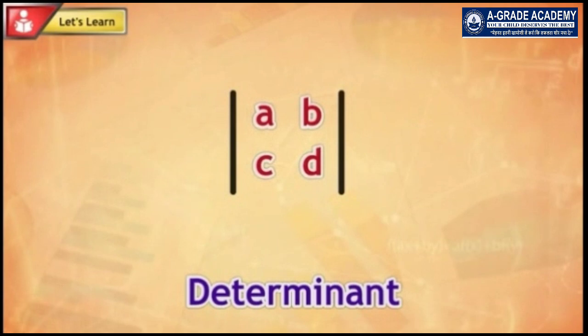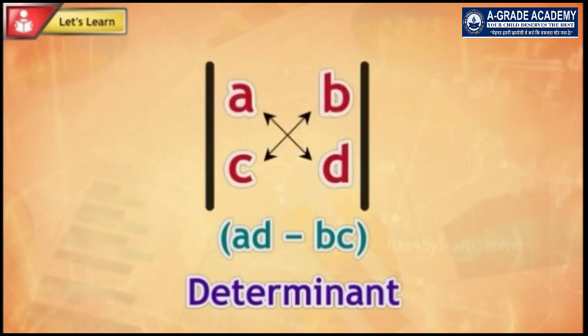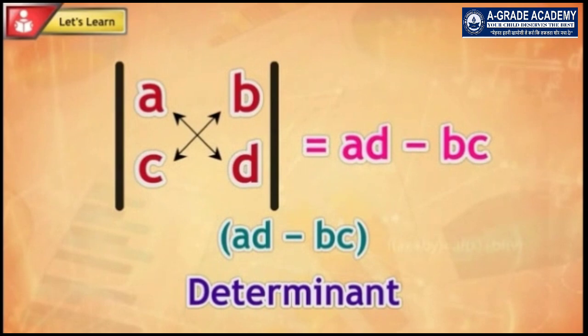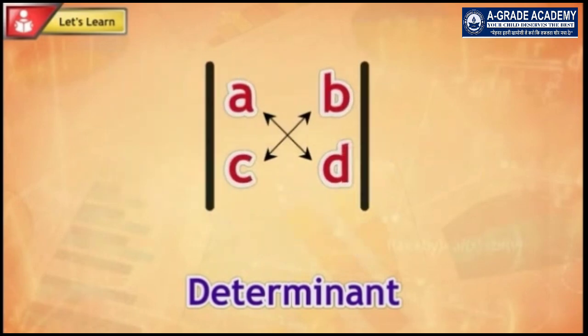A determinant represents a number which is AD minus BC. That is, the cross multiplication of the elements of the determinant A, B, C, D is equal to AD minus BC. AD minus BC is the value of the determinant A, B, C, D.